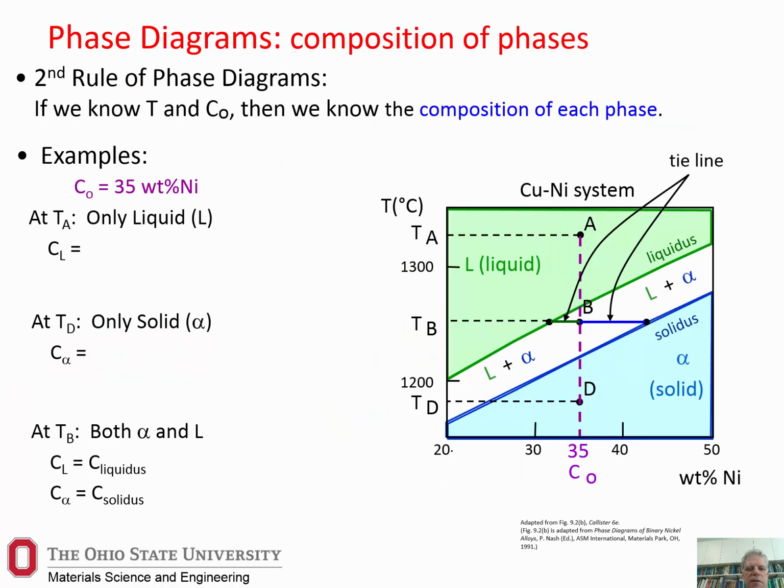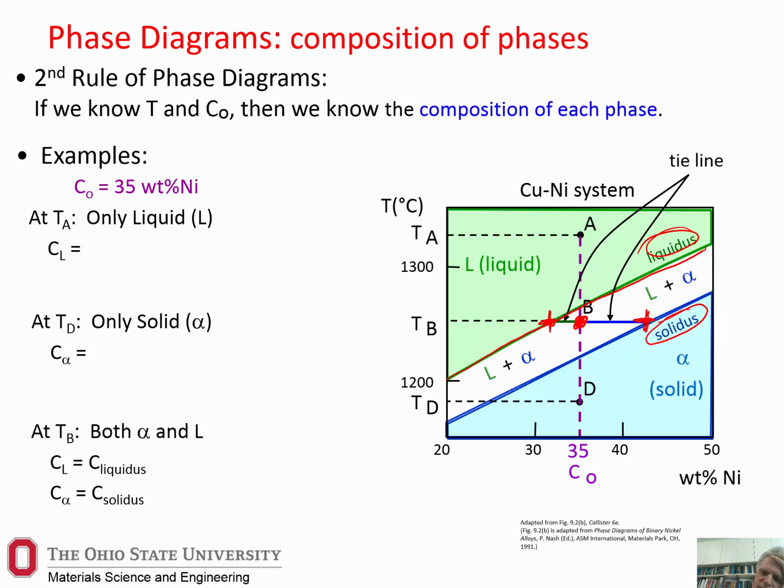Okay, let's go to the second rule of phase diagrams. What's interesting about this is you've got two lines here. The top one is called the liquidus, where you meet liquid. The bottom one is called the solidus, where it meets solid. And what's interesting, if you got a position inside here, this shows that the composition of the liquidus is in equilibrium with the composition of the solidus.